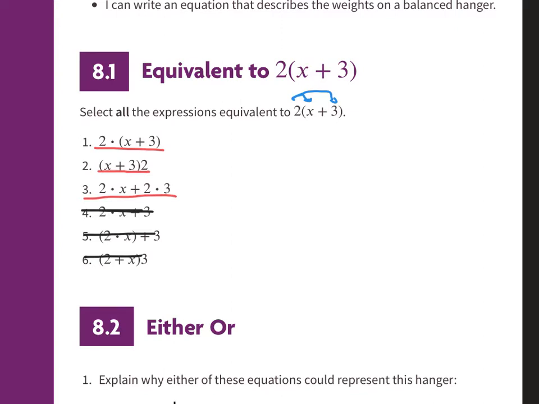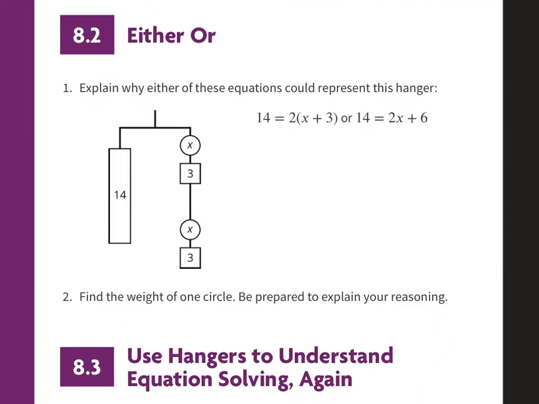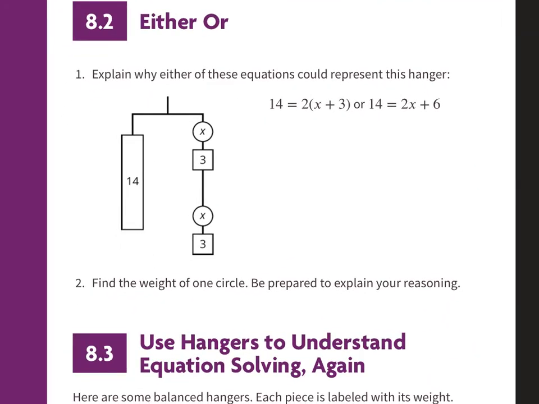All right, here we go. Let's get into this. 8.2 on the next page. Explain why either of these equations could represent this hanger. 14 equals 2 times x plus 3, or 14 equals 2x plus 6.